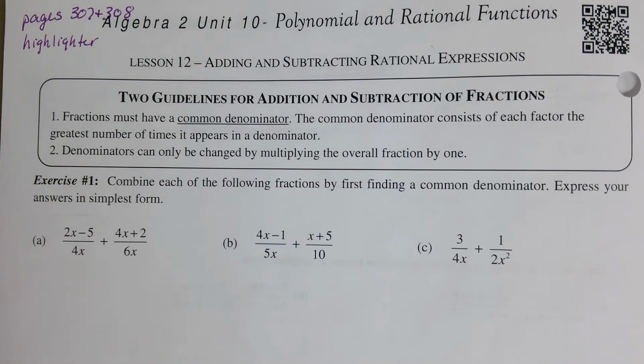Today we'll be covering pages 307 and 308 of our textbook. You want to have a highlighter as well as your regular writing utensil. Unit 10, Lesson 12, Adding and Subtracting Rational Expressions.